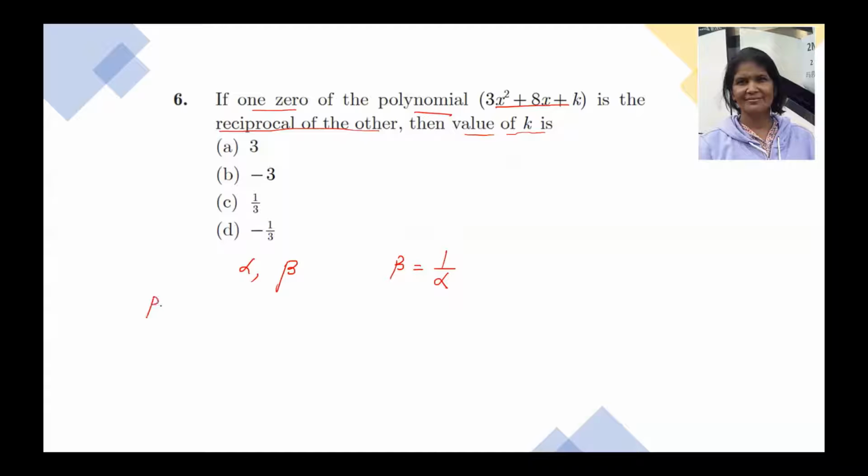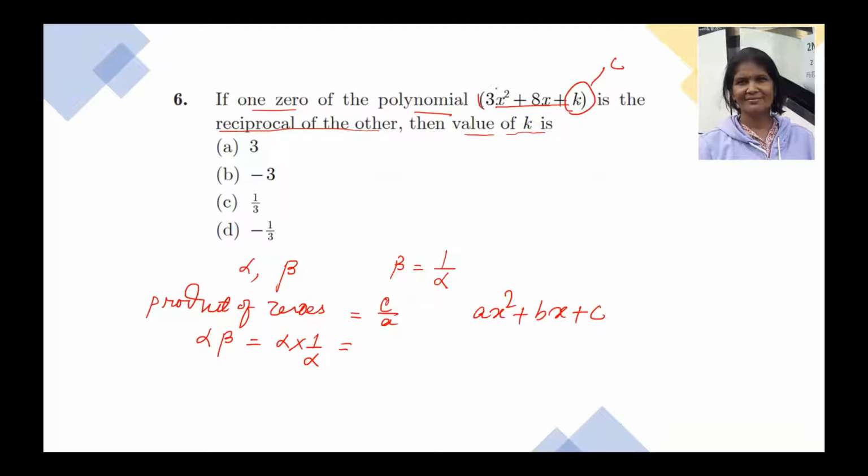Then we'll recall the fact, what is the product of zeros. Product of zeros is equal to c by a, when the quadratic polynomial is ax square plus bx plus c. So here product is alpha into beta. Instead of beta, I'll write 1 by alpha because one is the reciprocal of the other. This is equal to c by a. What is c here? C is k. What is a here? A is 3. So c by a means k by 3. Alpha cancels, so I'm getting k by 3 is equal to 1. So k is equal to 3. Answer is A. K is equal to 3.